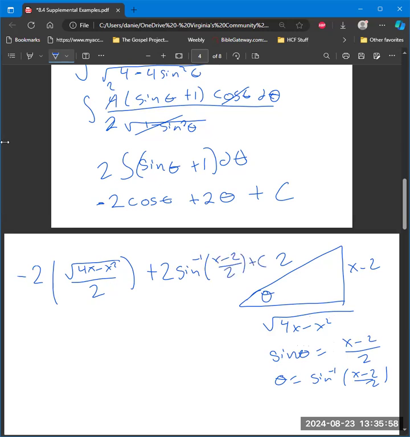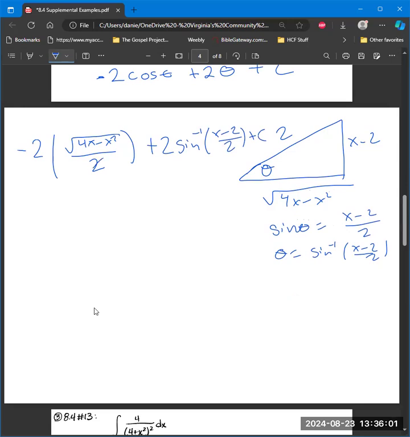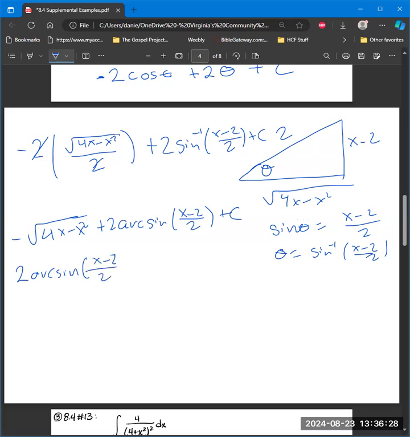Plus c. So this is going to be a negative square root of 4x minus x squared plus 2 arc sine of x minus 2 over 2 plus c, or I can flip that around if I want to. 2 arc sine of x minus 2 over 2, write the subtraction second, 4x minus x squared plus c.